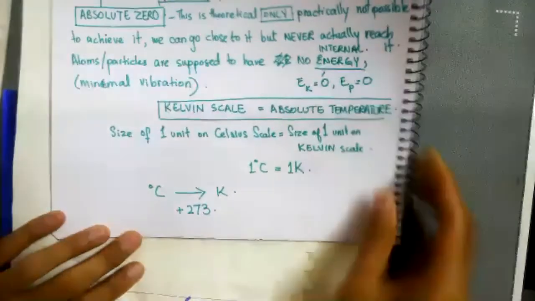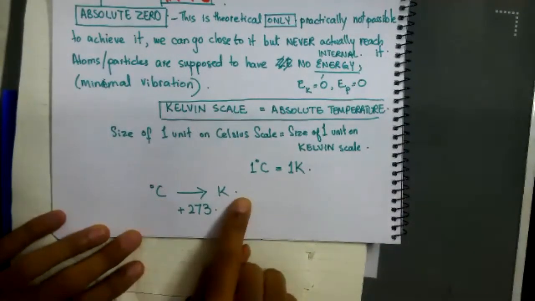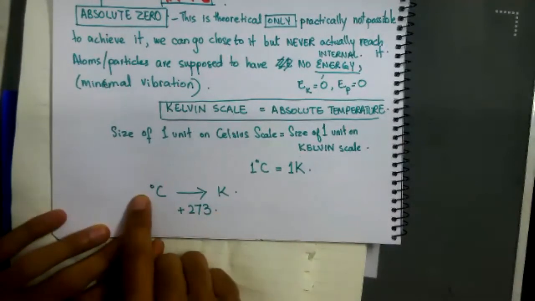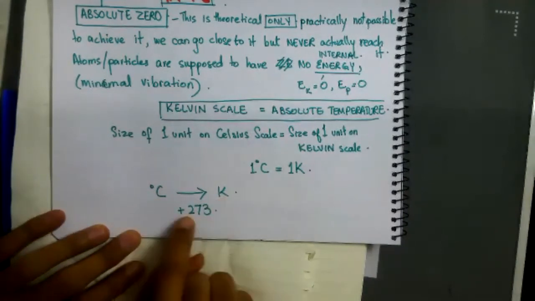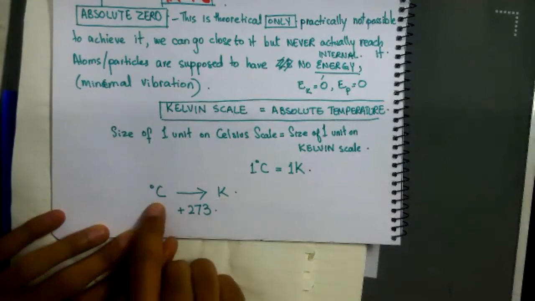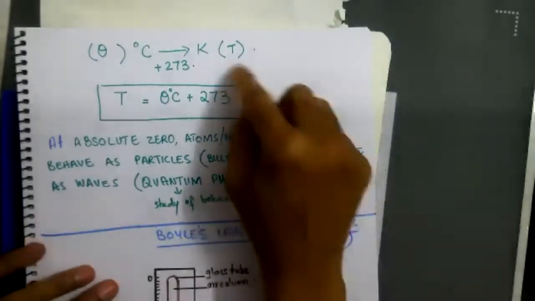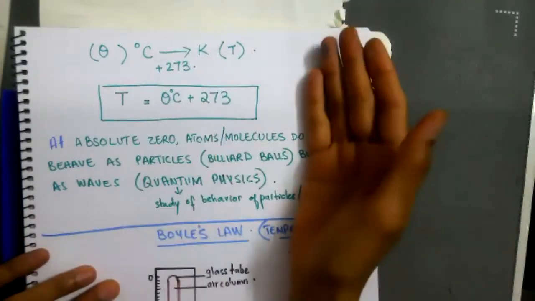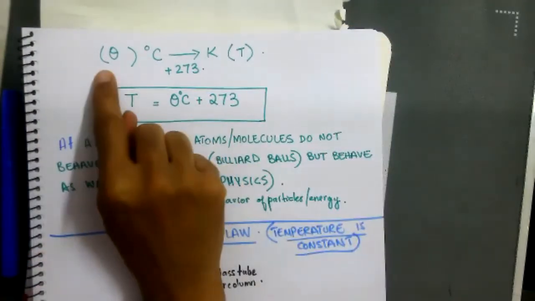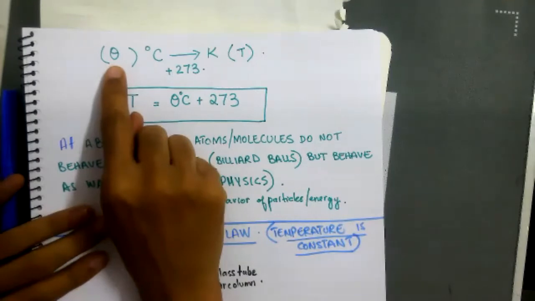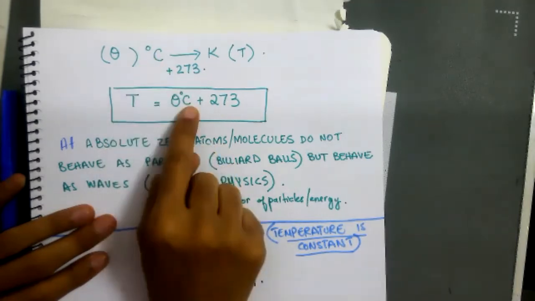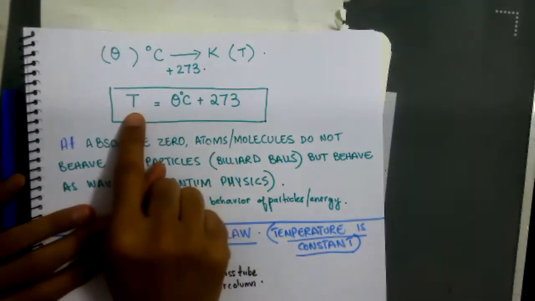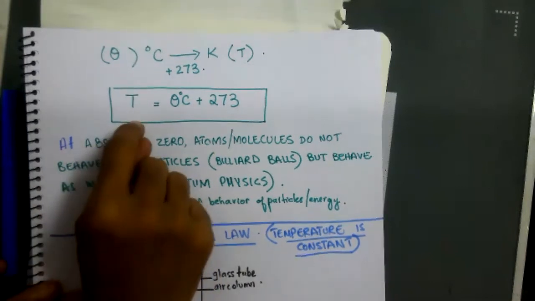Whenever you want to convert degrees Celsius to Kelvin, just add 273 to the Celsius temperature. That's the way to convert degrees Celsius to Kelvin. Kelvin temperature is given the symbol capital T, usually in your book, and degrees Celsius is represented by a Greek letter called theta. So you just add 273 to degrees Celsius and you will get the temperature on the Kelvin scale.